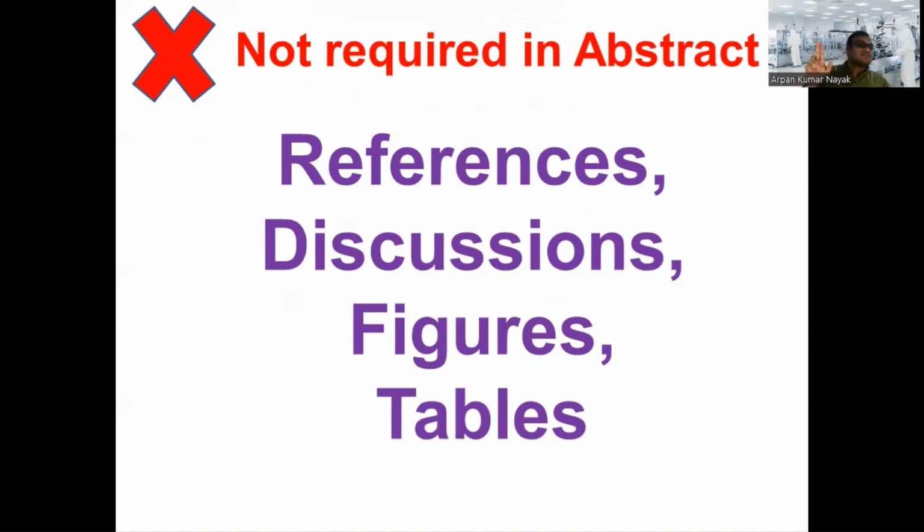Second part, discussion. There will be no discussion about the results here. Only what you observe, that. No need to discuss anything. Third part, in the abstract section, there will be no figure or no tables. So figures, tables, references, discussions will not be present in the abstract section.